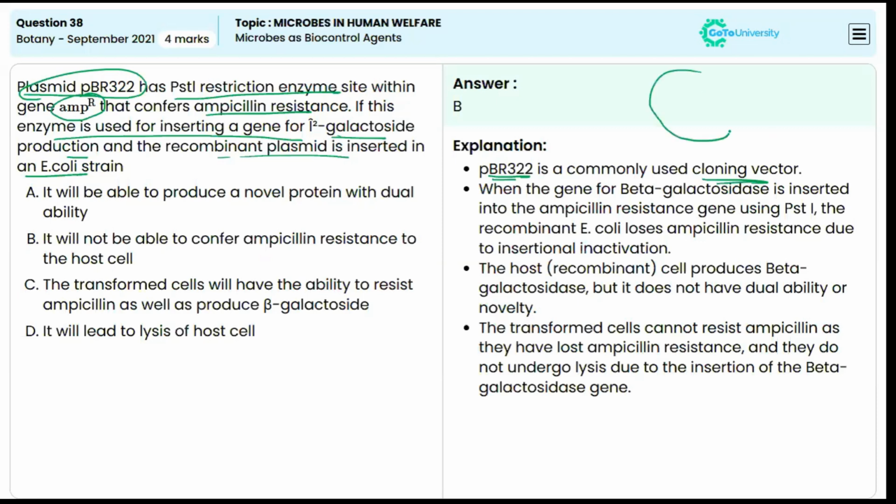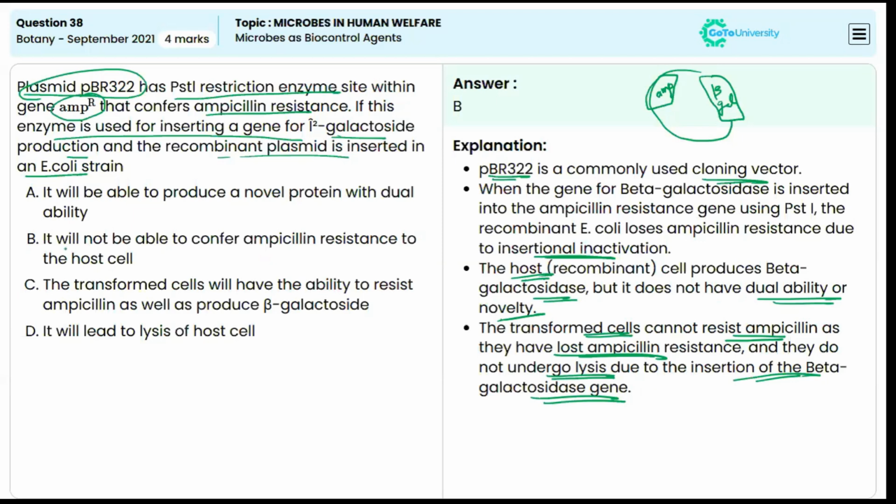So when the beta-galactosidase gene is inserted into the ampicillin resistance gene using PstI, the recombinant E. coli loses ampicillin resistance due to insertional inactivation. The host cell produces beta-galactosidase, but it does not have dual ability. So the transformed cells cannot resist the ampicillin as they have lost the ampicillin resistance, and they do not undergo lysis due to insertion of the beta-galactosidase gene.